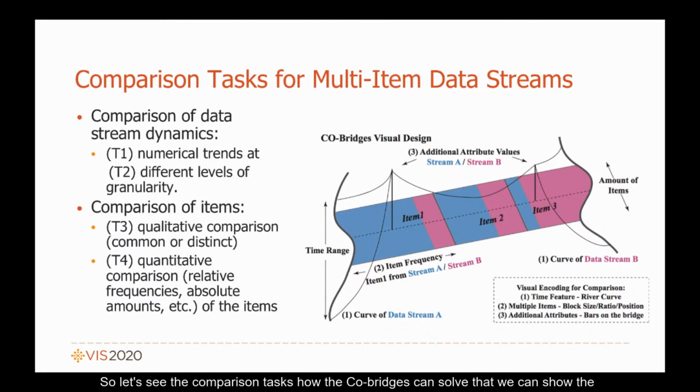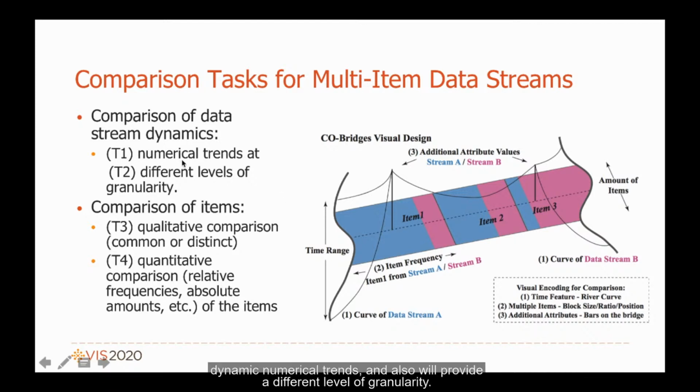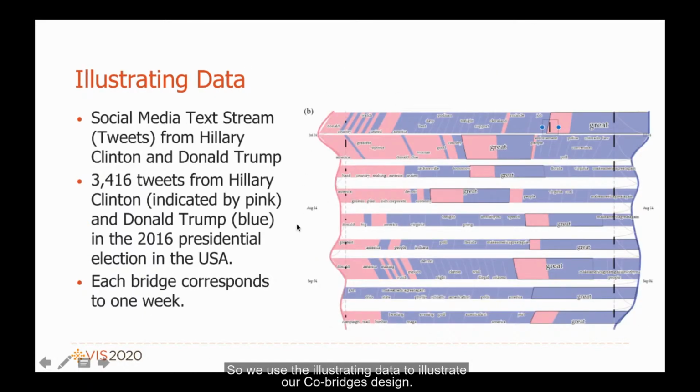So let's see the comparison tasks and how Co-Bridges can solve them. We can show the dynamic numeric trends, and we also provide different levels of granularity. We can support qualitative comparison to show common or distinct items. Also, we can conduct quantitative comparison to understand relative frequencies and absolute amounts. We use illustrative data to explain our Co-Bridges design. This is data from the tweets of Hillary Clinton and Donald Trump.